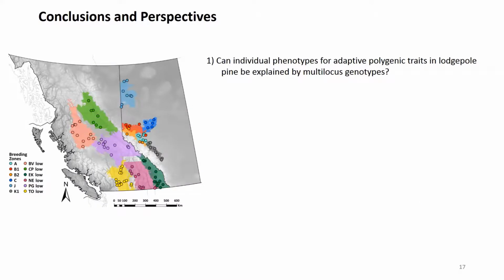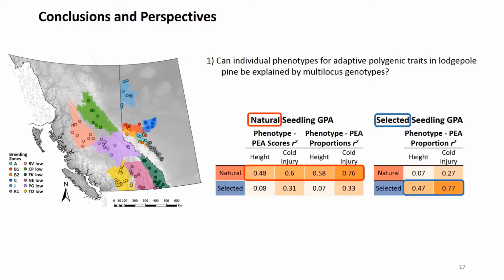So, in conclusion, using genotype sampling a range covering 1,000 kilometers and 6 degrees C in mean annual temperature variation from 12 breeding zones, and one that includes some introgression from jack pine, it's possible to explain moderate to large amounts of variation in height and cold injury using multilocus genetic data. Now, this works for both the polygenic score approach and the PEA proportion approach. But with the data available, phenotypic and climatic relationships with PEA proportions are stronger and simpler to calculate.